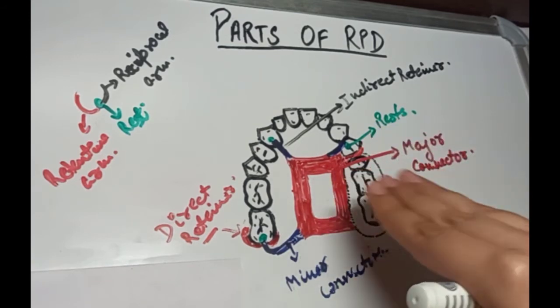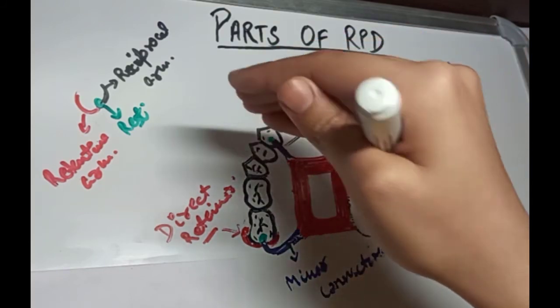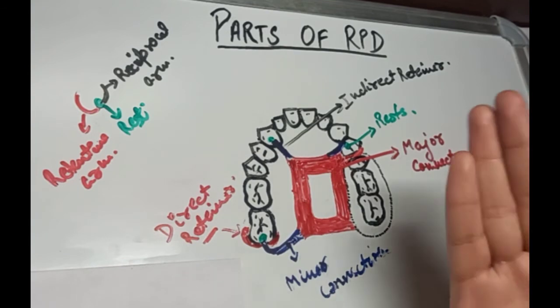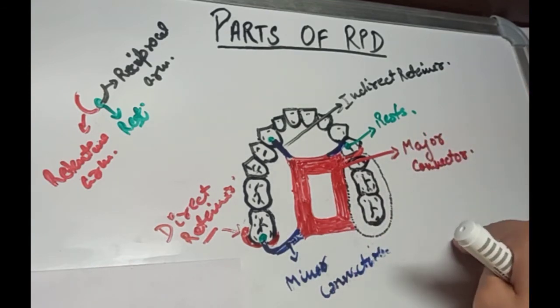And how do they prevent the displacement of the distal extension denture bases? By functioning through lever action on the opposite side of the fulcrum line. Now what is the fulcrum line and what is an indirect retainer? We can discuss in detail in a separate video.